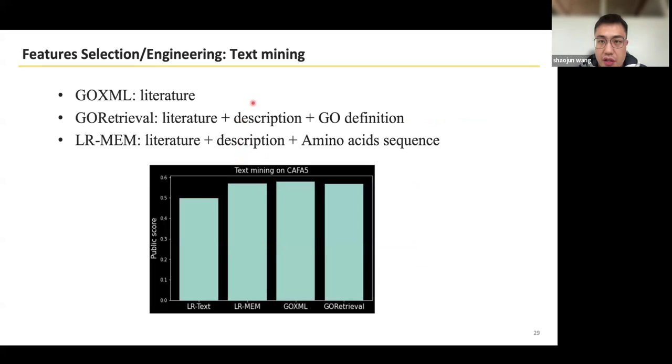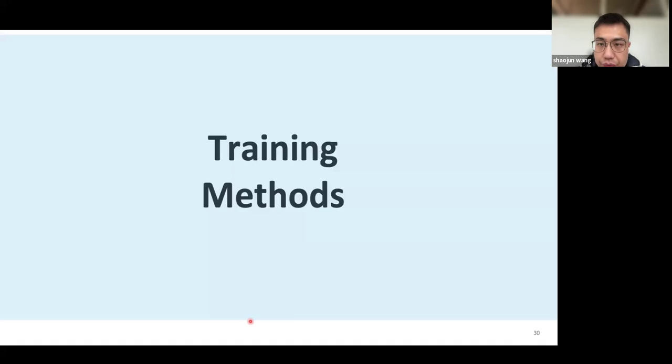To summarize, each of these text mining methods utilizes different text information, and compared to the most basic text method, AI text, there is a significant improvement in efficiency. Regarding training methods, we mainly introduce the following aspects.